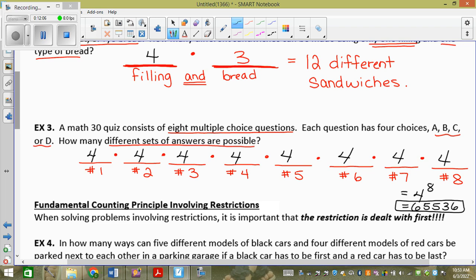Because there are 65,536 different answer keys to an 8-question quiz. Because you could have all A's, right? And then you could have 1 A and then all B's, and then 1 A and then all C's, and 1 A and all D's, and then you could have all B's, and so on. So there's lots of different options you could have.